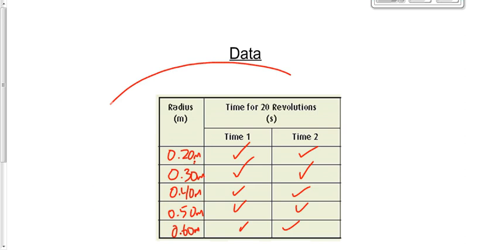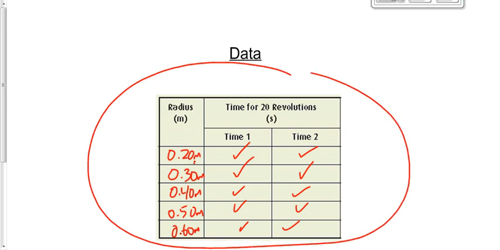This is your data. This is all I should see for your data. Even though the next table I'm going to show you is quite a bit bigger, it's not data. This is data. Okay, what you're recording as you're actually performing the experiment.